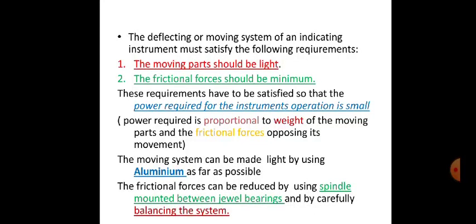The power required, why is this all required? That is these two conditions, that is the moving part should be light and the frictional forces should be minimum. These are required so that the power required for the operation of the instrument is small, as the power required is proportional to the weight of the moving parts and the frictional forces. So we always try to keep the weight small, lighter, and the frictional forces as minimum as possible.